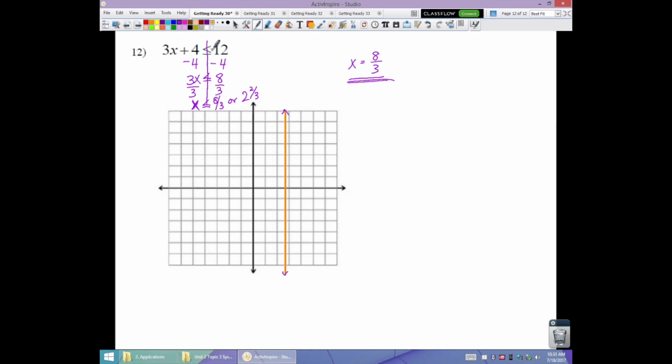Okay. Now, in this case, our less than or equal tells us to shade. We normally say below the line, but in this case, below is to the left. So everything to the left of that line gets shaded. It is a solid line because the inequality symbol does have the little equal bar under it.